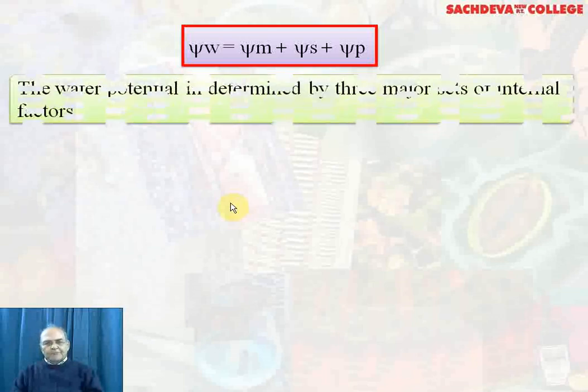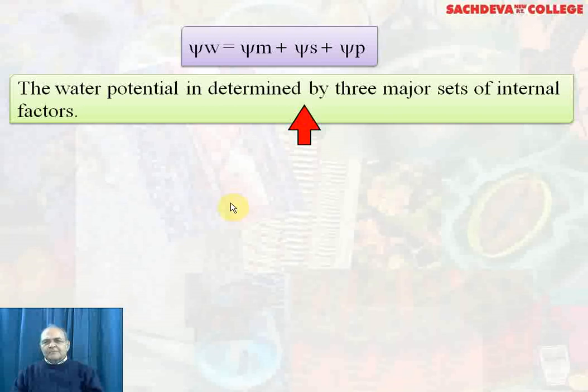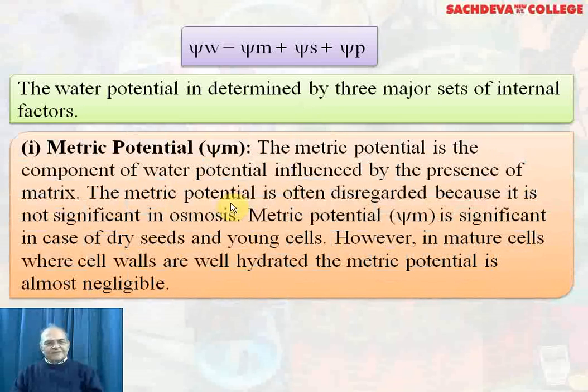Psi W, that is water potential, is equal to Psi M, matric potential, plus Psi S, solute potential, plus Psi P, that is pressure potential. The water potential is determined by three major sets of internal factors. First is matric potential, that is psi m.